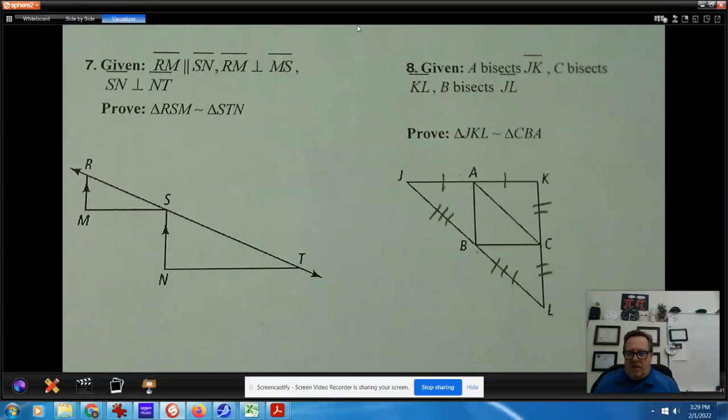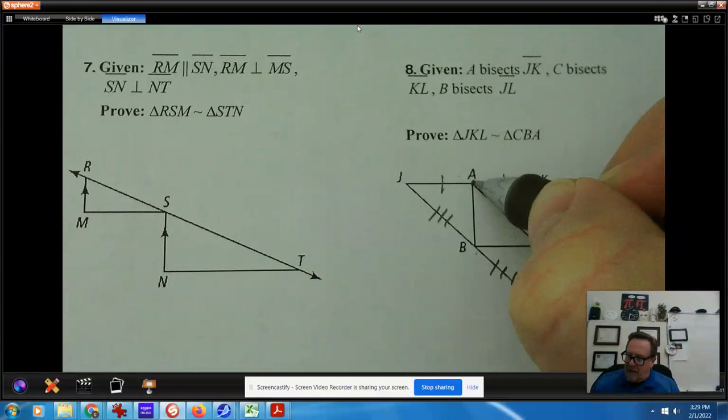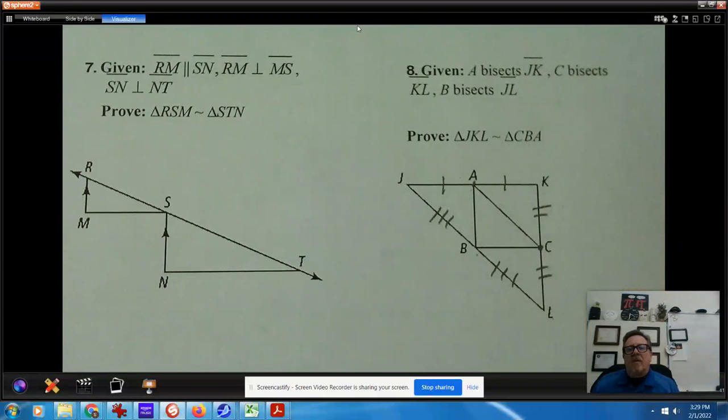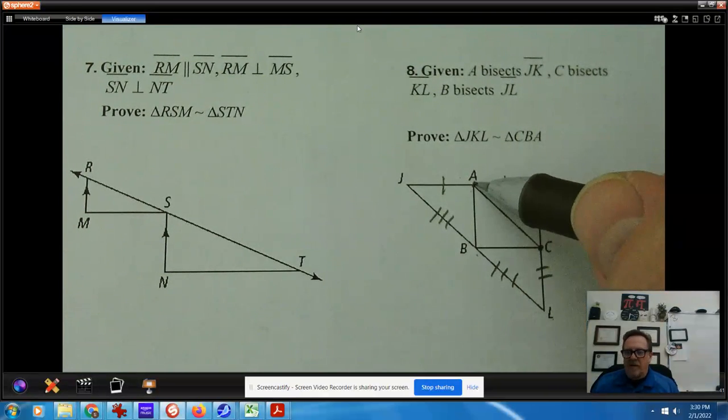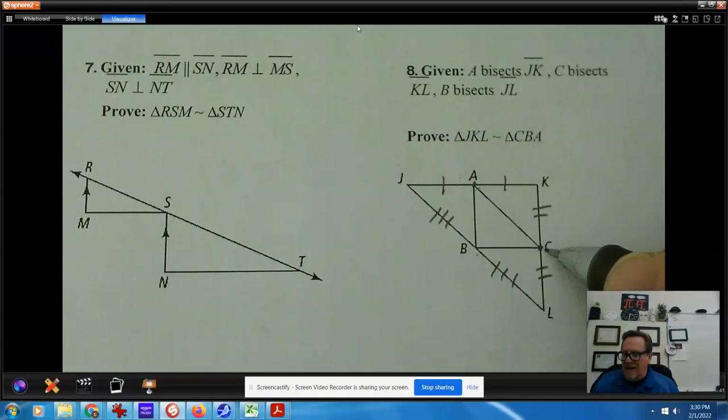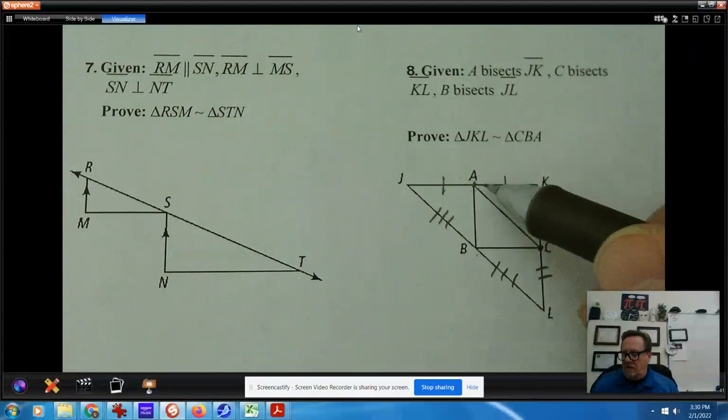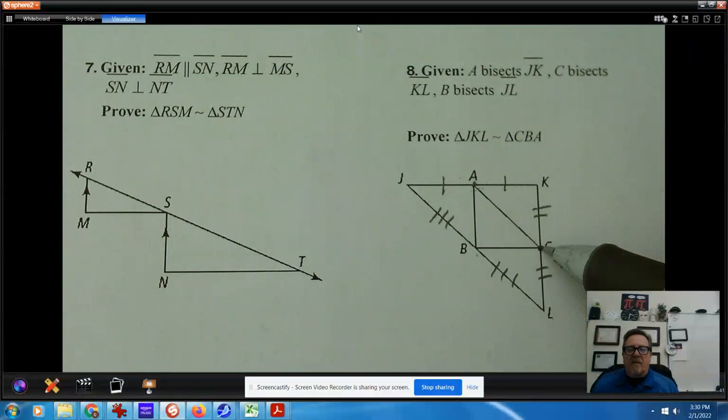Now, earlier in the quarter, we learned about mid-segments. We had a mid-segment theorem. And the mid-segment, if you recall, is a segment that connects the midpoints in a figure, the midpoints of the sides. So here, A is said to be a bisector. So this is the middle of JK. And C is a bisector, or the middle of KL. And when I connect A to C, this becomes a mid-segment.